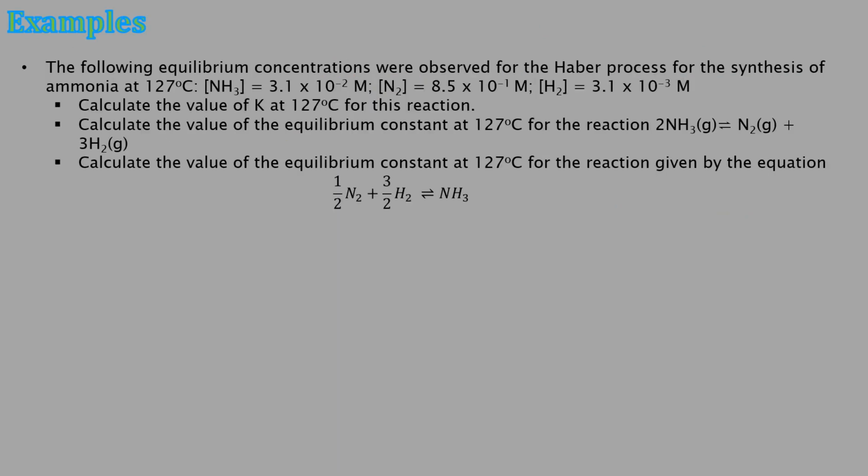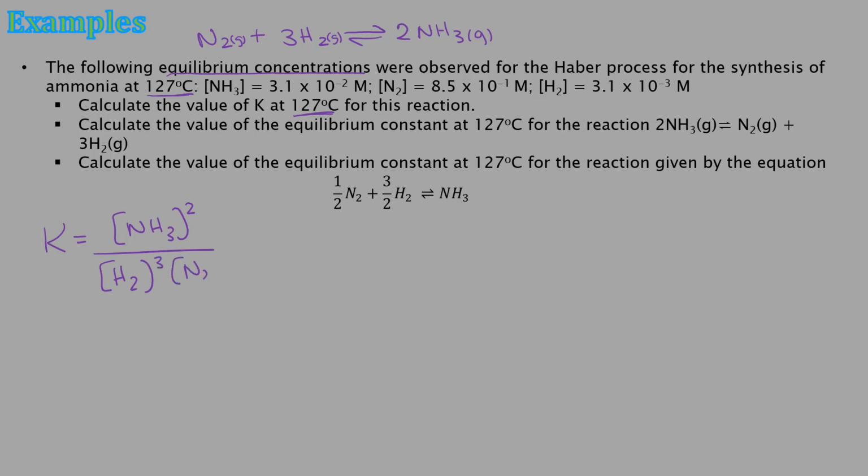All right, in this last example here, we want to calculate the value of K at 127, and the only reason they tell you it's 127 is because if temperature changes, these K's change. All right, so we're keeping it constant. These are the equilibrium concentrations, and the synthesis of ammonia is this reaction, and all of these are gases. So I'm going to write my equilibrium expression first. So I have NH3 squared divided by H2 cubed times N2.